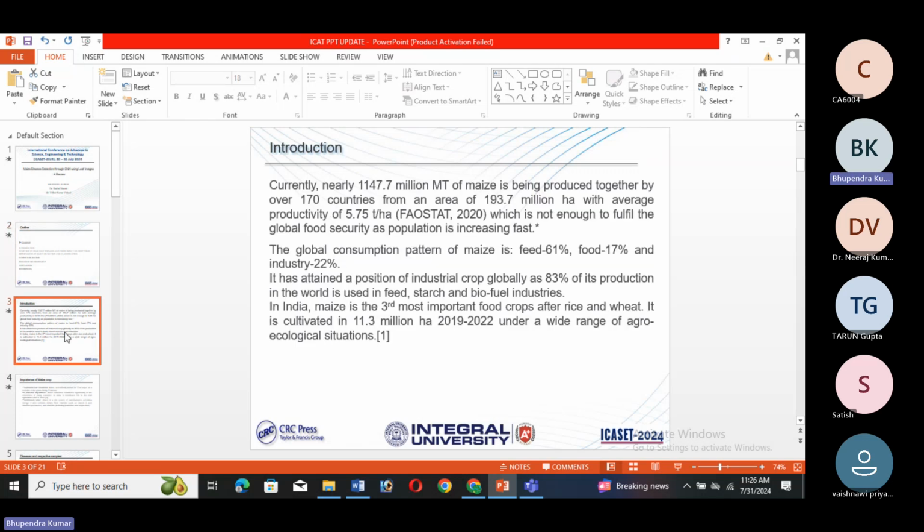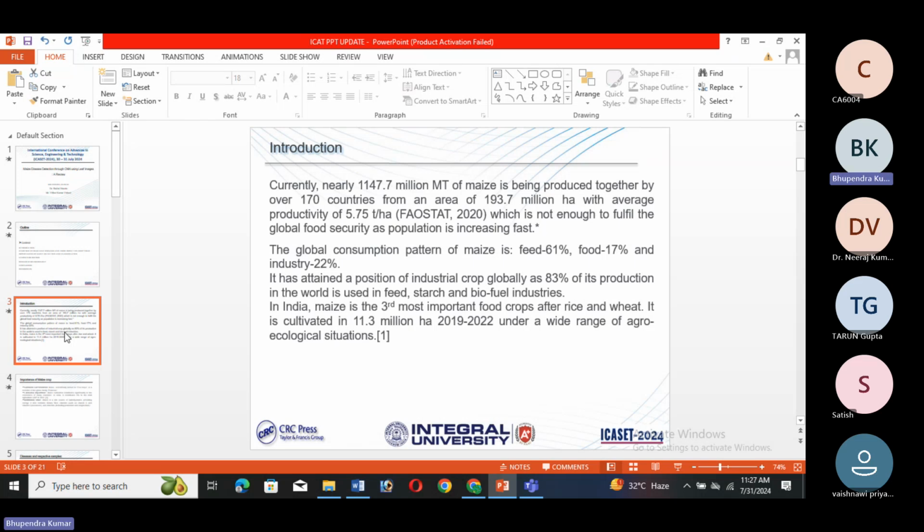Introduction. Currently, nearly 1147.7 million metric tons of maize is being produced by over 170 countries from an area of 193.7 million hectares, with an average productivity of 5.75 tons per hectare, which is not enough to fulfill global food security as the population is increasing fast. The global consumption pattern of maize is feed 61%, food 17%, and industry 22%. It has attained the position of an industrial crop globally, as 83% of its production in the world is used in the feed, starch, and biofuel industry.